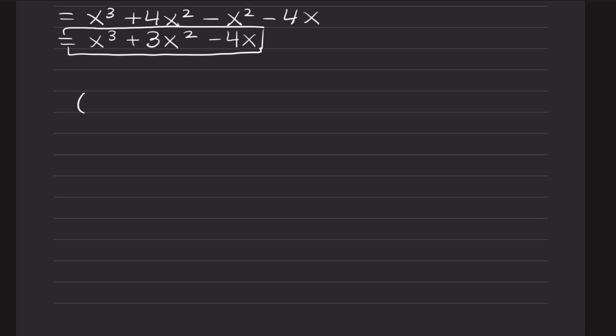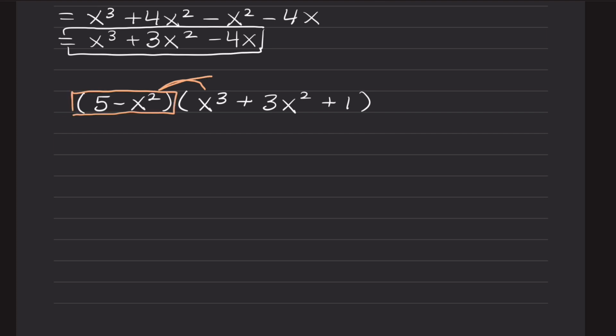So suppose I have 5 minus x squared times x cubed plus 3x squared, actually, let me add plus 1. Okay. Now here, we're going to play the same game. I'm going to take this polynomial and I'm going to distribute it into the other one. So I'm going to distribute times x cubed, times 3x squared, and times this 1. Notice we just distribute it to each term.